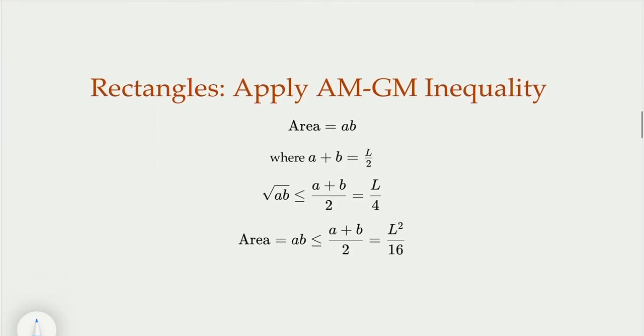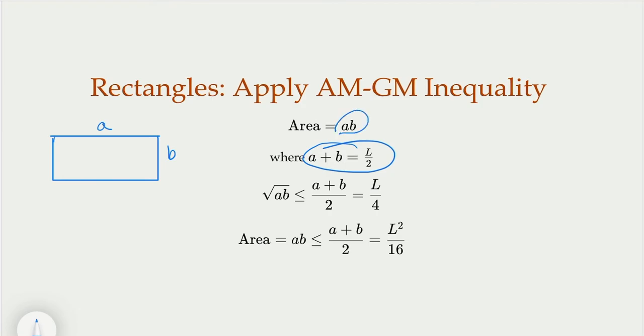Right, how about the rectangle? In the rectangle, if the side lengths are A and B, we're given that the perimeter is constant, so A plus B must be L over 2, and the area is AB. This is AM-GM for two numbers, you're gonna get this. So the area here, sorry, we're missing something here. This should be squared, okay? And then this is L squared over 16.